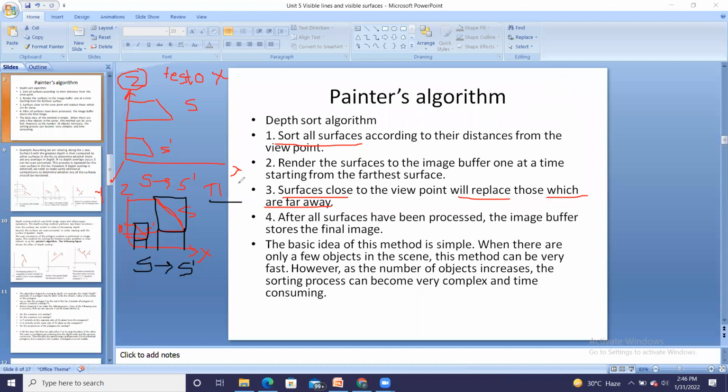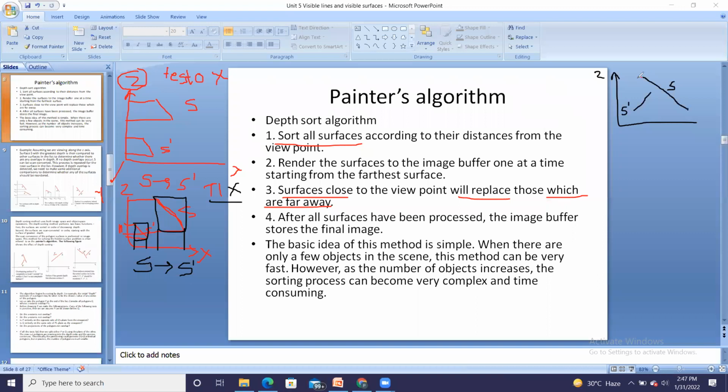Now, if test number 1 also fails, what is the meaning of this? I will draw the diagram over here, where this is your S, and here is my S dash. Now check whether they are overlapping along the Z axis. Can you tell whether they are overlapping along the Z axis? Whether they are overlapping along the X axis? Yes. So these are the two surfaces S and S dash which are overlapping along Z.